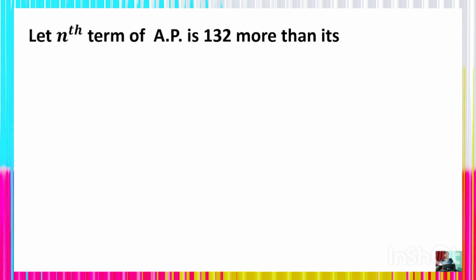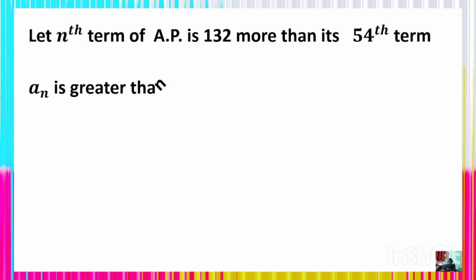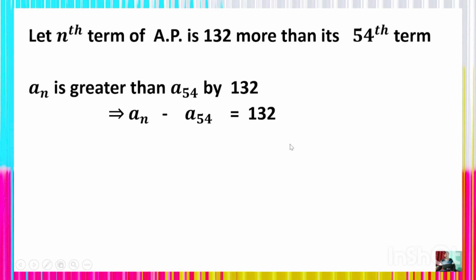Let the nth term of the AP be 132 more than its 54th term. It is asking which term of the AP is 132 more than its 54th term. So let the nth term of the AP be 132 more than its 54th term. It means an is greater than a54 by 132. It means an minus a54 is equal to 132. So in place of an you have to write a plus (n minus 1) whole into d, minus, in place of a54 we have already got 639.